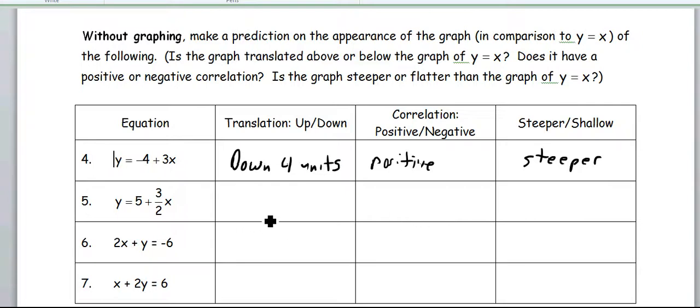All right, let's look at number 5. Well, on number 5, you see we have 5 plus 3/2 x. Well, this, it's positive and it's 5, so it shifts up 5 units. 3/2, it's positive, you got a plus there, so this is going to be positive correlation. And it's greater than 1, so it will be steeper.